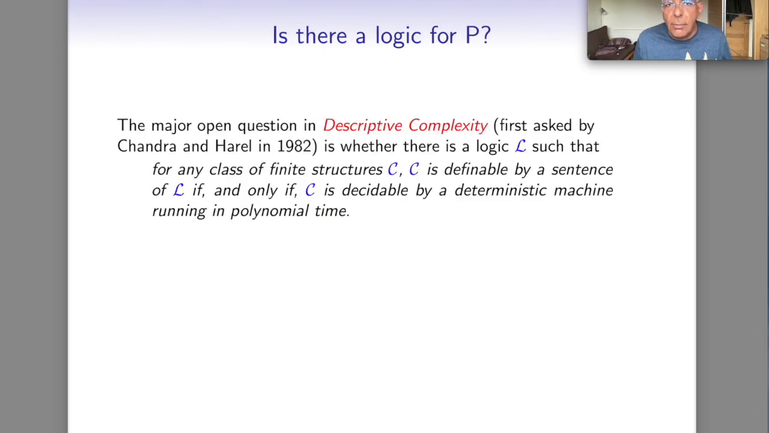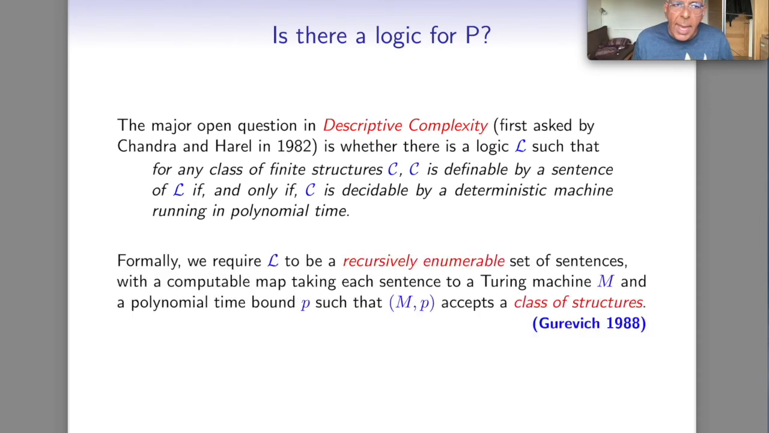Now I mentioned that this leads to the question of, is there a logic for P? Which is saying, can you formulate a logic in which you can define a class of structures C if and only if C is decidable by a deterministic machine running in polynomial time? And C is decidable by a deterministic machine means, once again, that the collection of strings which encode structures in C, this collection of strings is in P. Okay, that's what it means to say that C is decidable by a deterministic machine.